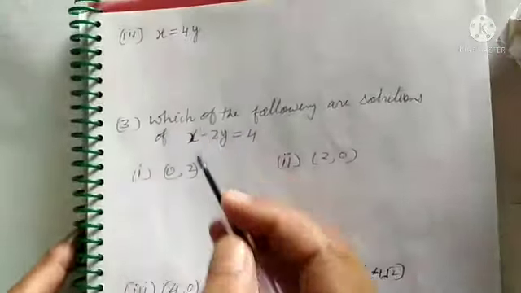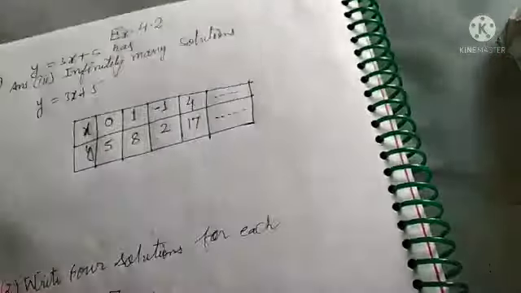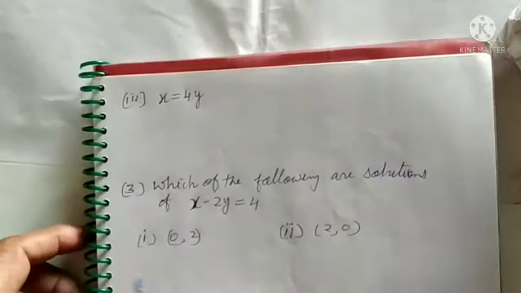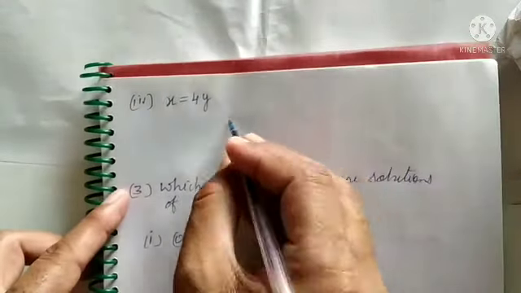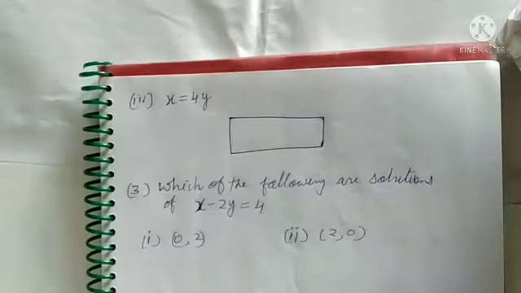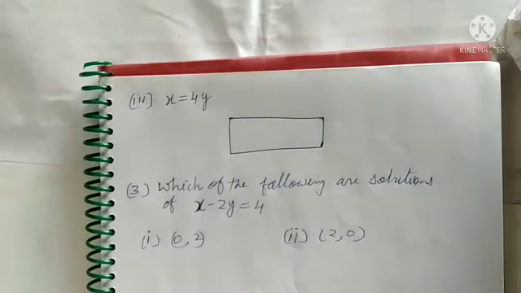Next, the third part: x is equal to 4y. It's very simple. How? Draw one table. Here there is no need to transpose, because x is already on its own and y is written as 4y.